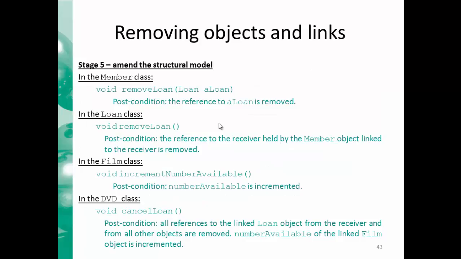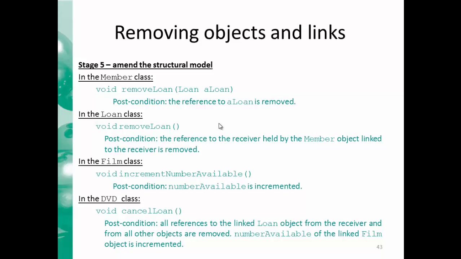As usual, after every dynamic model is designed for a use case, we update and amend our structure model. In this case, we find that class Member has a protocol called remove loan that takes a loan as a parameter and doesn't return any data type. It will have the postcondition: the reference to the loan is removed. Now the Loan class will also have a method called remove loan, with the precondition that the reference to the receiver held by the member object linked to the receiver is removed.